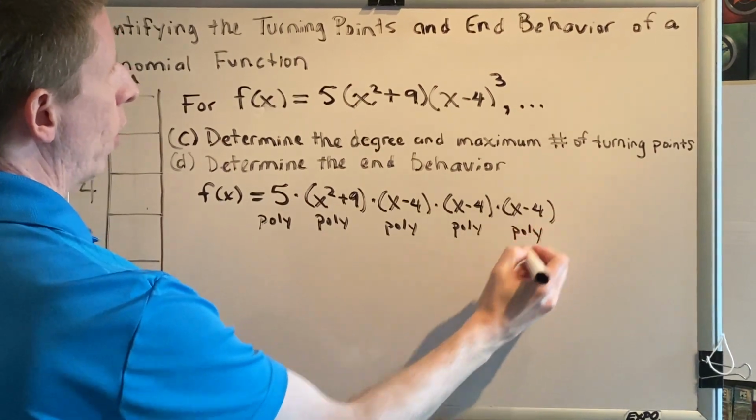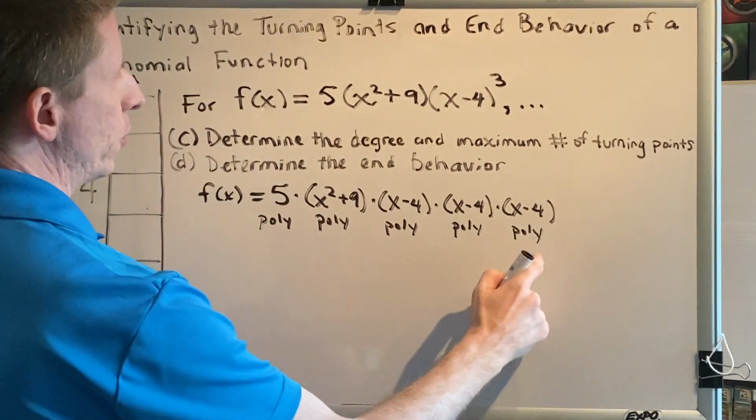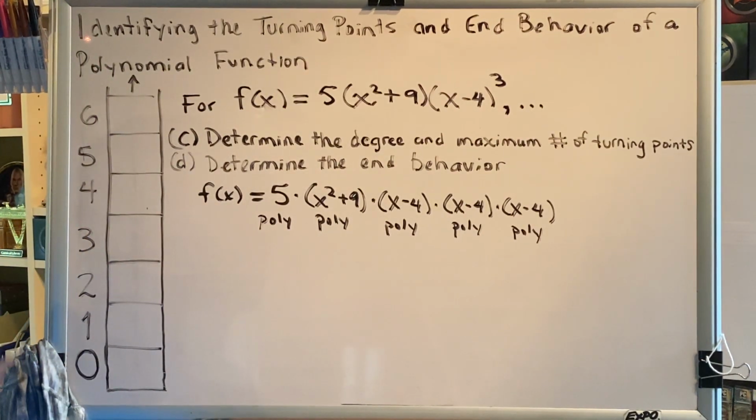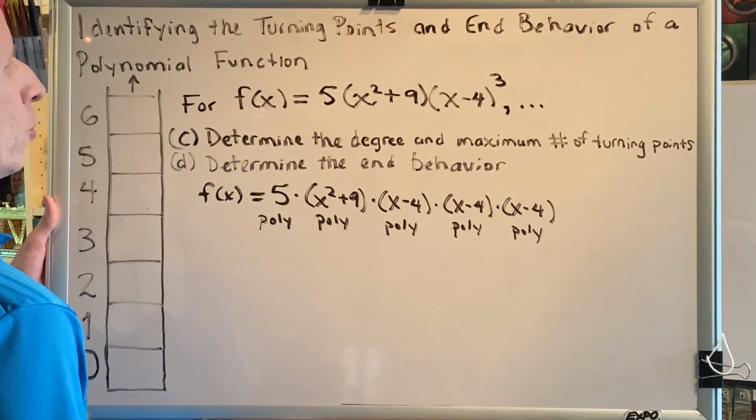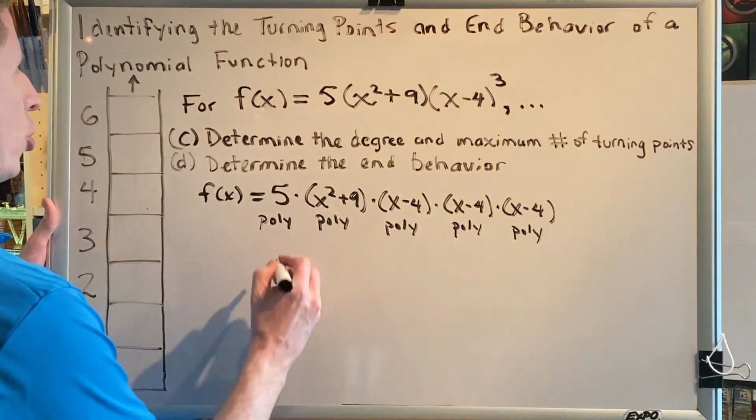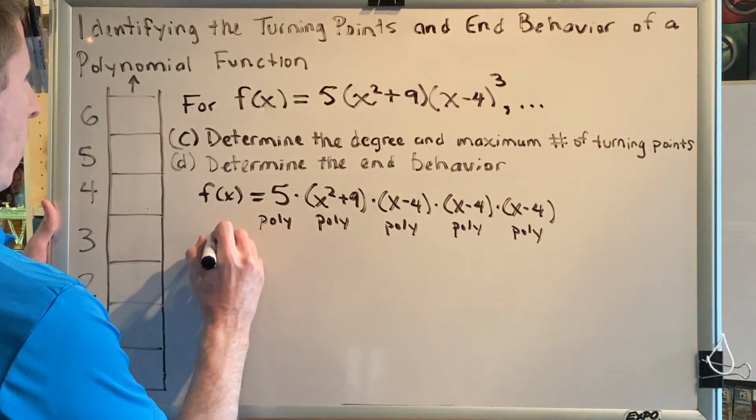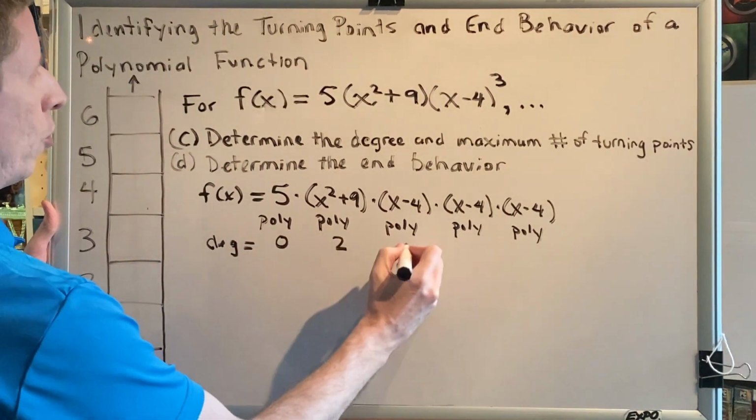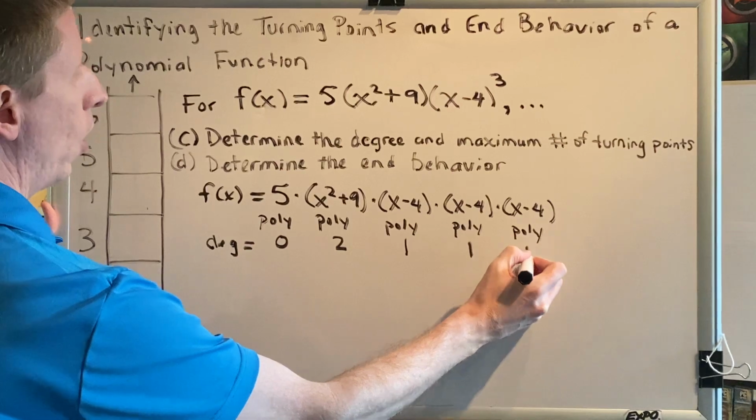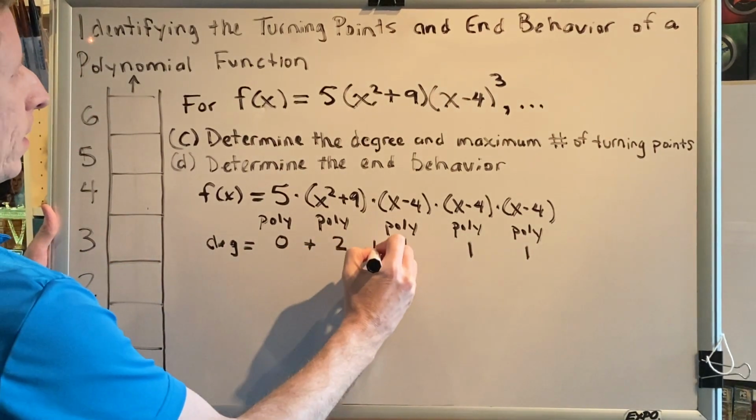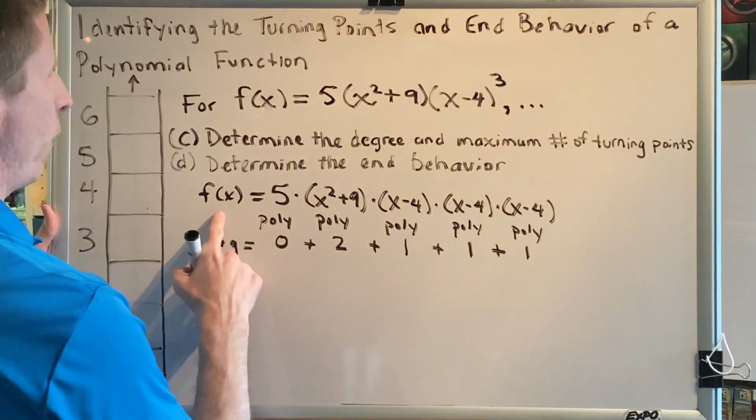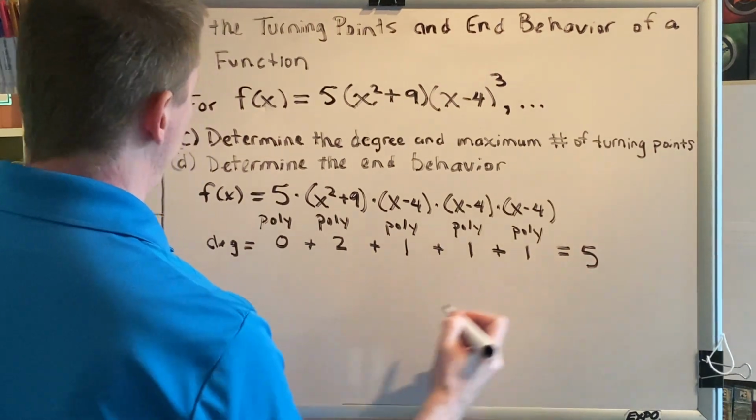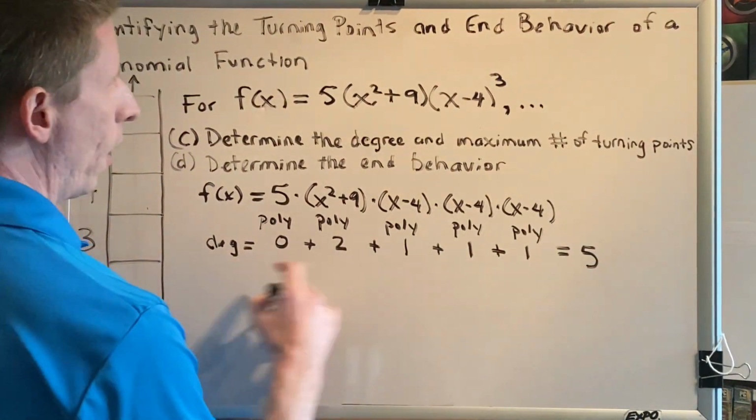So according to the theorem, if all of the factors are polynomials, then your function is a polynomial. Its degree comes from adding the degrees of the individual polynomials that were being multiplied. So let's identify the degree of each one of our polynomials. The degree is 0, 2, 1, 1, 1. When we add all of these together, it gives us the degree of f of x. 0 plus 2 plus 1 plus 1 plus 1 equals 5. So f of x is a polynomial of degree 5.